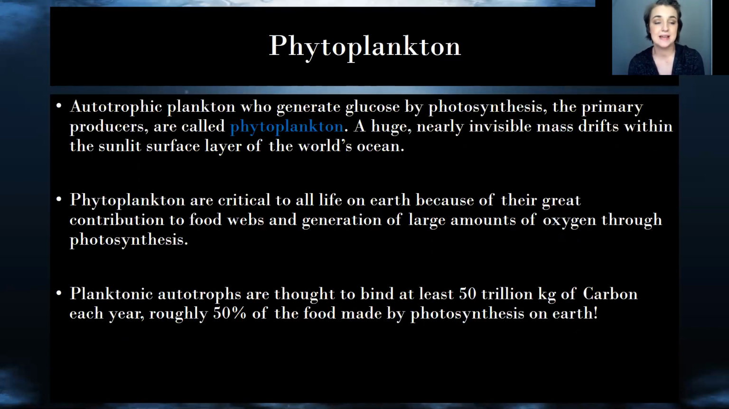Now, phytoplankton. Autotrophic phytoplankton generate glucose or sugars by photosynthesis, so this is how they make their energy. These are called phytoplankton, so it's just going to be a type of plankton. Phytoplankton are what is drifting at the top of our oceans, in that very topmost sunlit layer of the water. It's an invisible mask. Every time you jump into the ocean, you are touching some type of phytoplankton. You just can't see it.